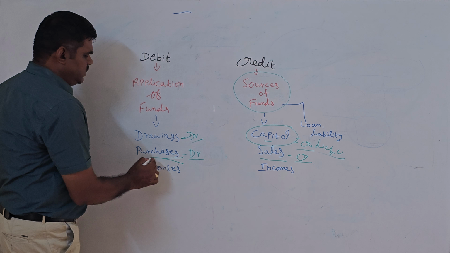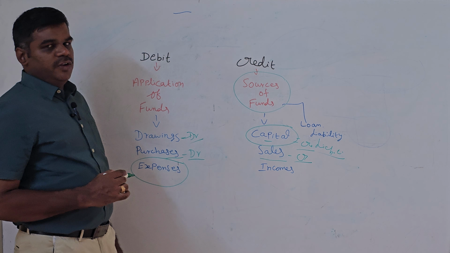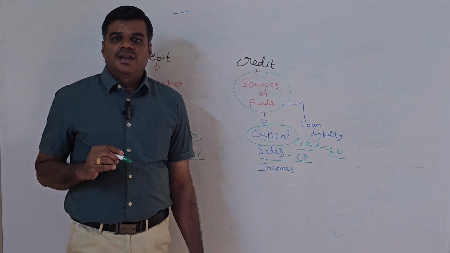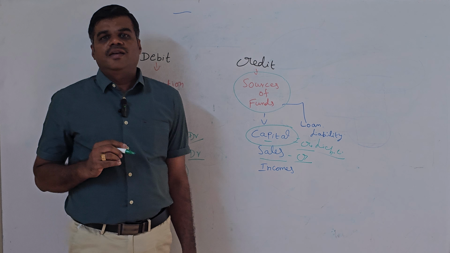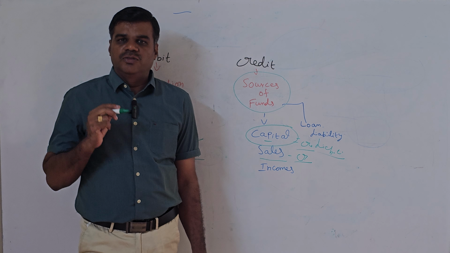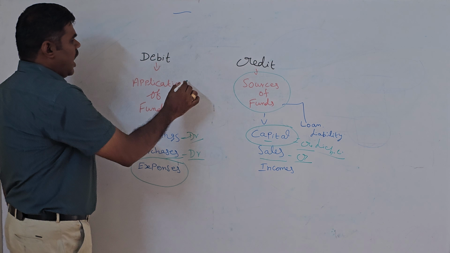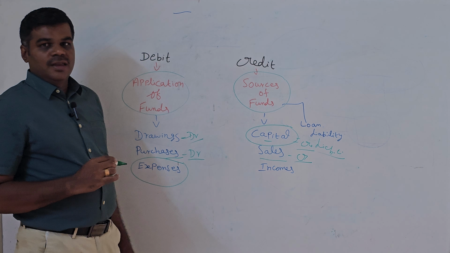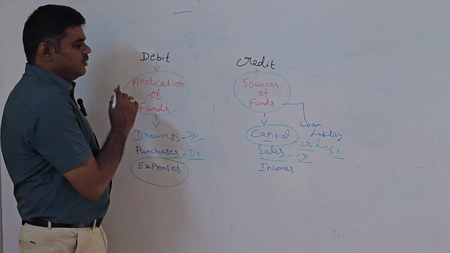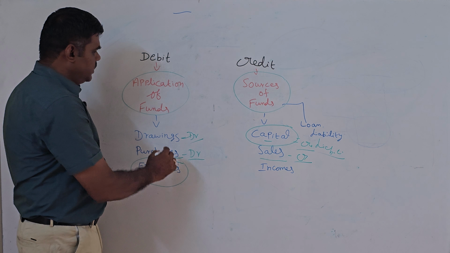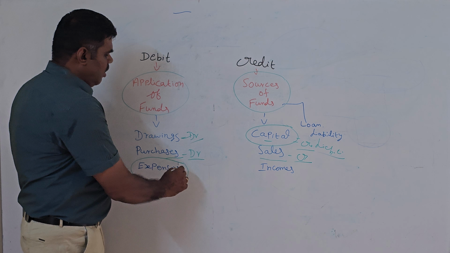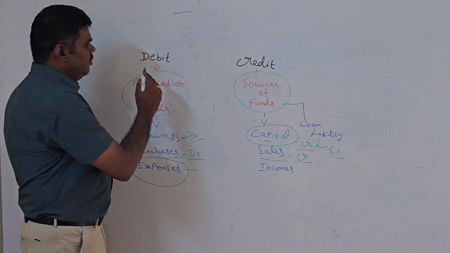Next, expenses. When we spend money, whenever we get sources of funds, we apply the funds. We are applying the funds. So, this application of funds will be termed as debit. All expenses will be debited.